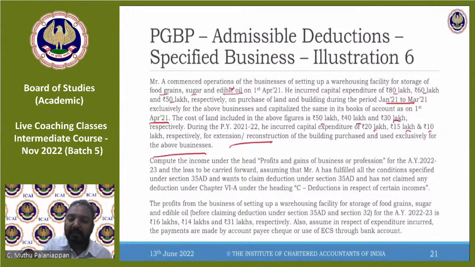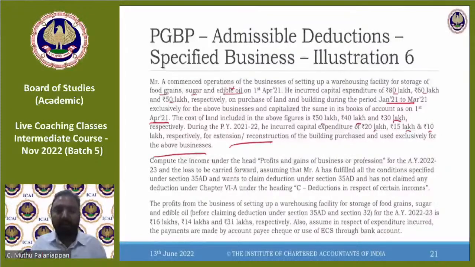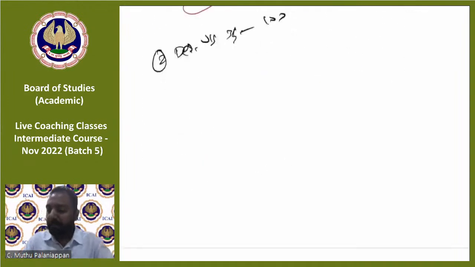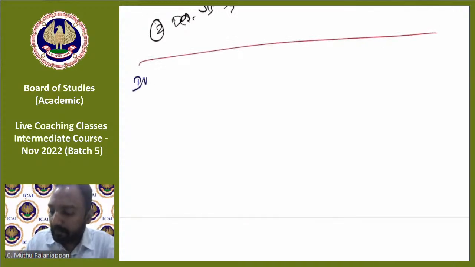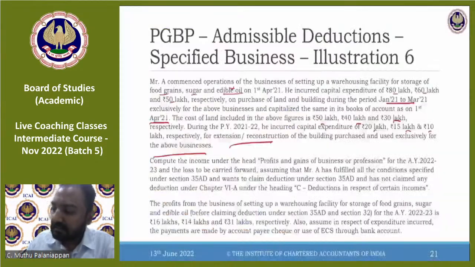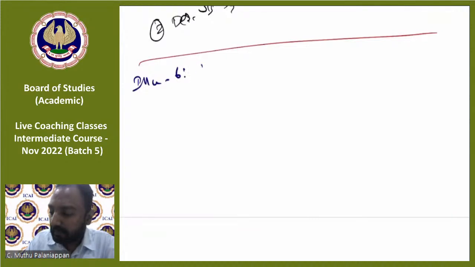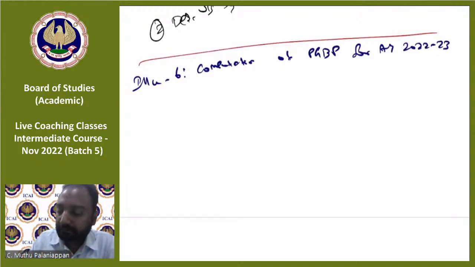What is eligible is basically your food grains and sugar, whereas your edible oil is an ineligible business. That's what we are talking about, correct? Now we need to compute this. So we'll have to compute these 3 businesses. So we'll start with first computation of profit and gain. So illustration, what number? 6. So illustration 6. Computation of PGBP for assessment year 2022-23. Let's take particulars, amount.